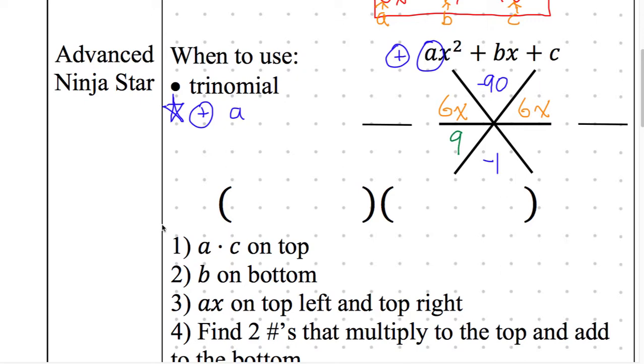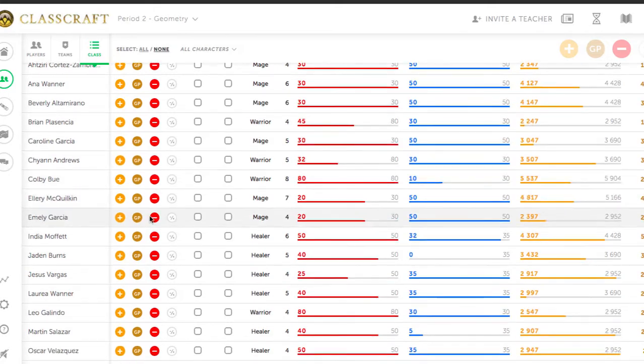All right, now I should be seeing more hands. What is the other factor? What is the other number that I'm looking for? There's more hands. Martine, negative 10. Yes, 9 times negative 10 is negative 90. 9 plus negative 10 is negative 1. Thank you, Martine.